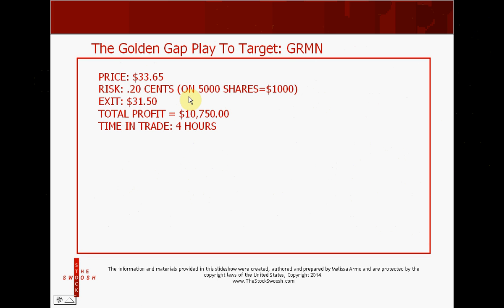So if you held this, I did not hold this trade, but if you did and you shorted it where I shorted it at 33.65, you had to be in it till the afternoon. Same trade, same risk, except you got a bigger move out of it. You would have been in the trade for 4 hours, okay?